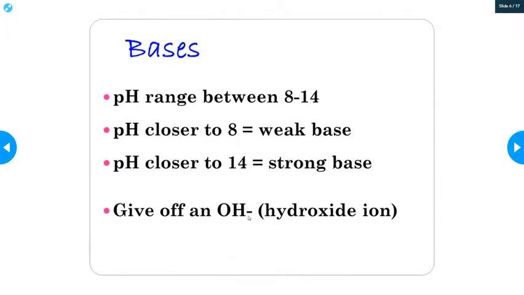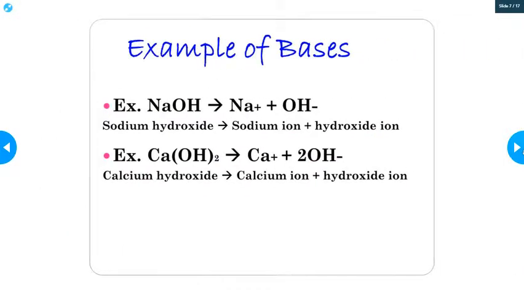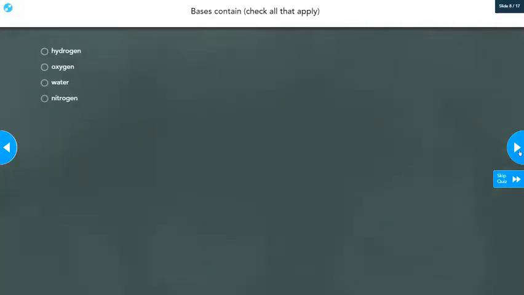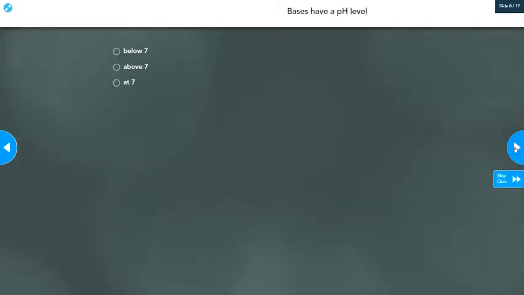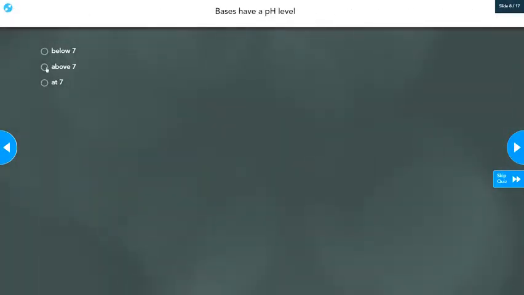When we compared the two, we said acids give off a hydrogen, which forms the hydronium ion. Bases give off the hydroxide ion. Looking at some examples, we've got sodium hydroxide. As you can see, here's the OH right here, and it's forming our hydroxide ion. Then we have calcium hydroxide that has 2 OHs in there, and so it's going to form a hydroxide ion on there. So bases are going to contain hydrogen and oxygen. Bases have a pH level above 7, and the ion formed is called the hydroxide ion.